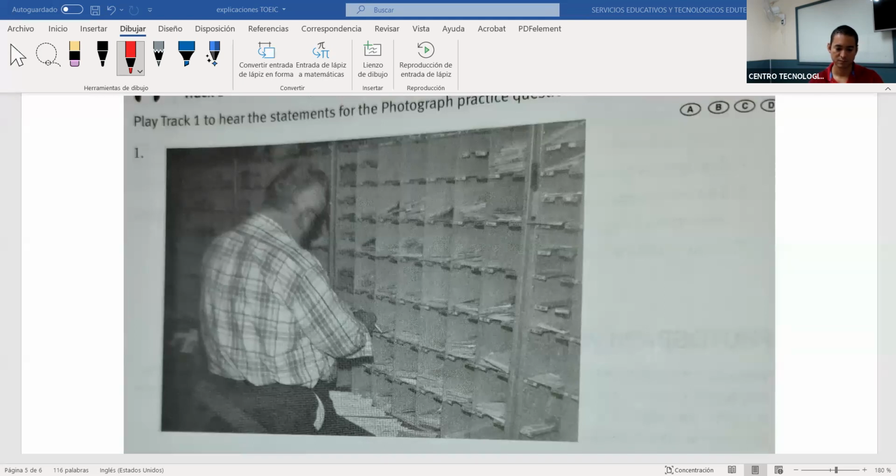Choice C, they're gathered around the table, best describes what you see in the picture.